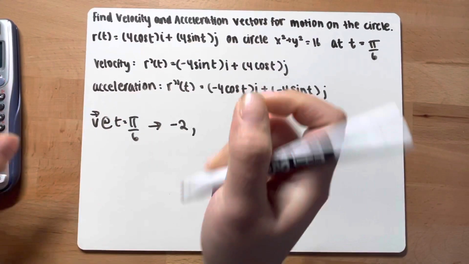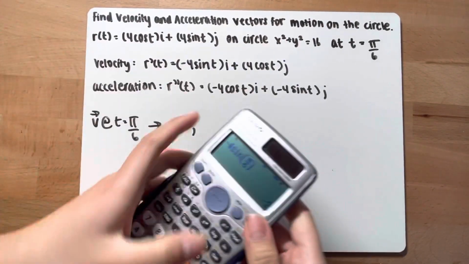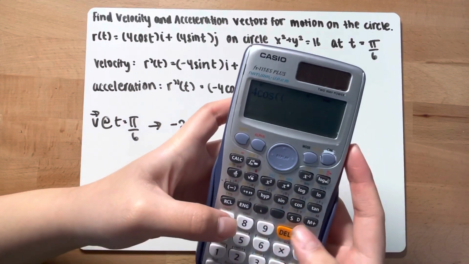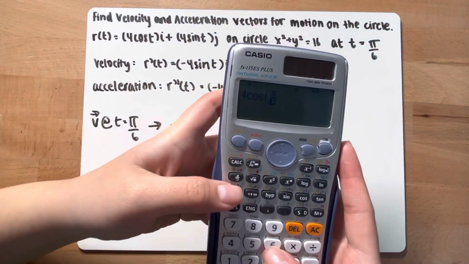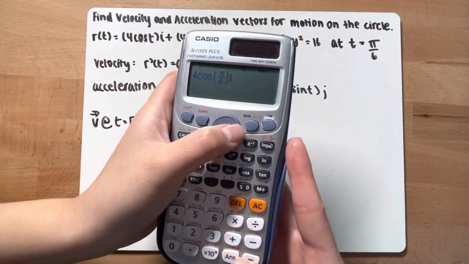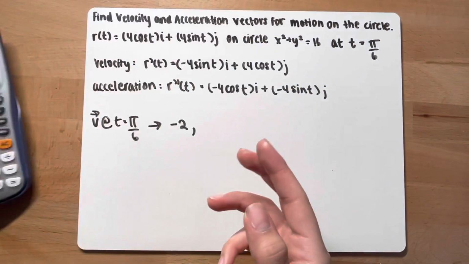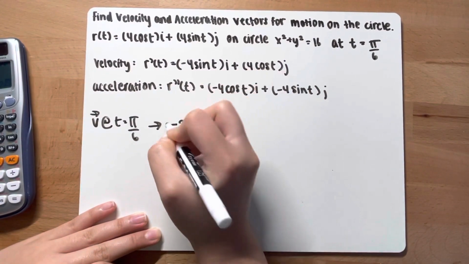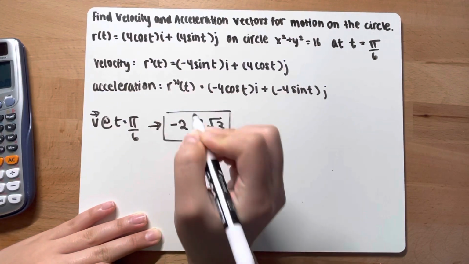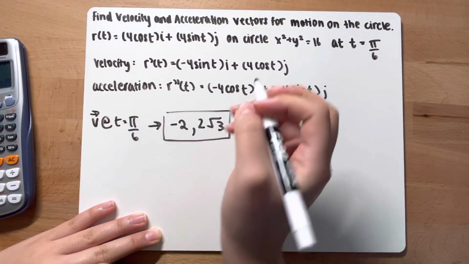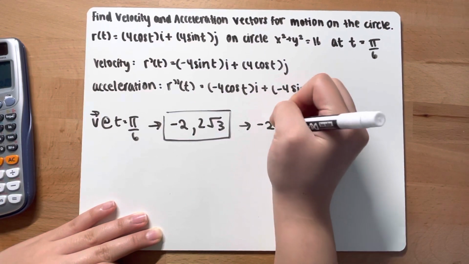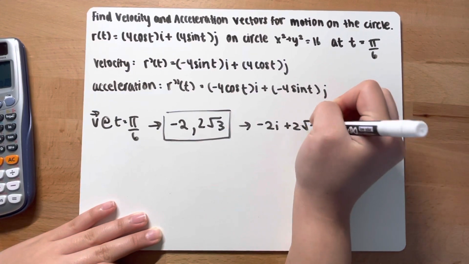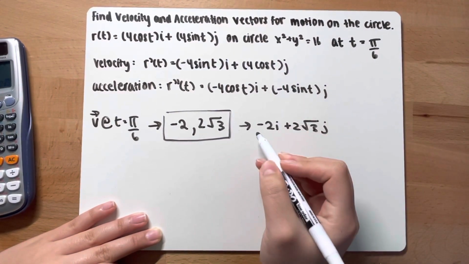So for your velocity at t equals pi over 6, you get negative 2, comma, and then for your j component, it's 4 cosine t, which at pi over 6 gives you 2 root 3. This is the velocity. And then you just write it in vector form. So negative 2i plus 2 root 3j is the velocity vector.